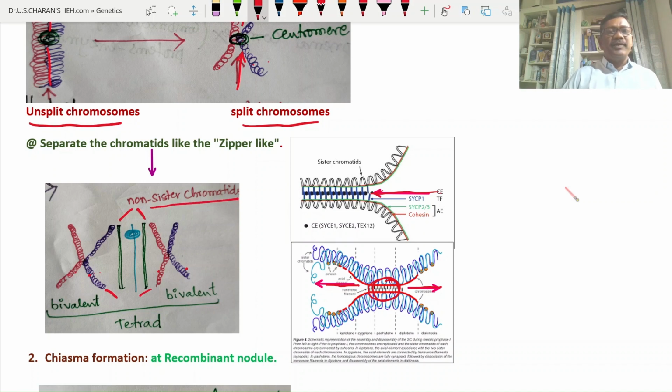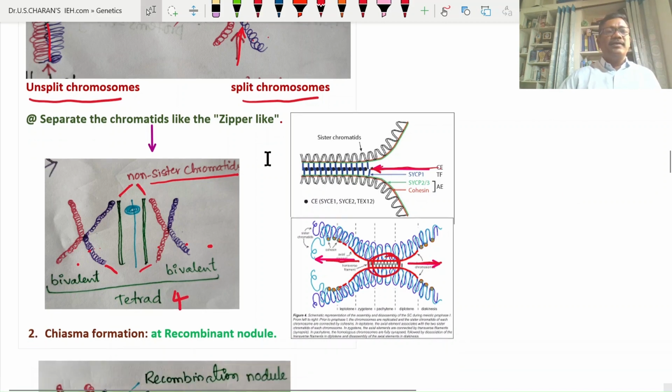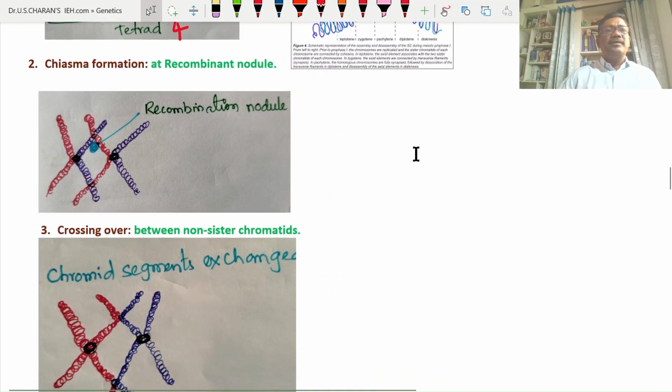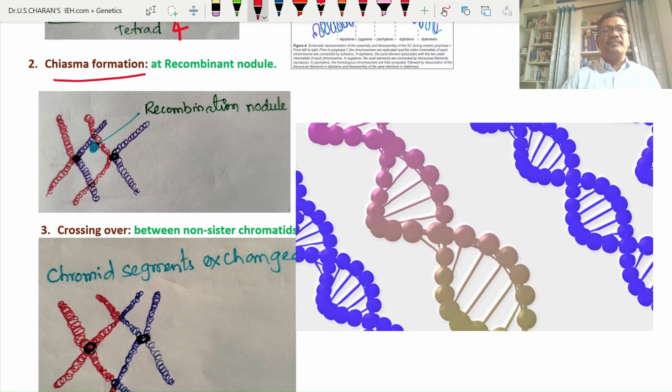The synaptonemal complex is present in between these chromosomes also. Now, this bivalent formed two chromatids. This bivalent is also formed two chromatids. Now, this is containing the four arms or four strands, chromatids. This is called a tetrad. At this stage, another important phenomenon is the chiasma formation.